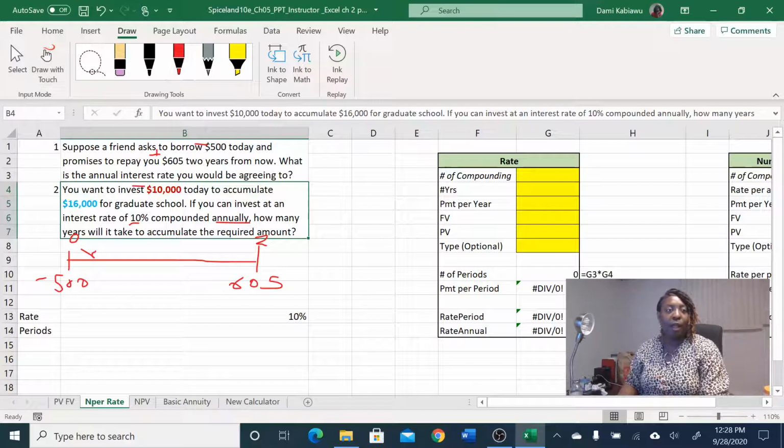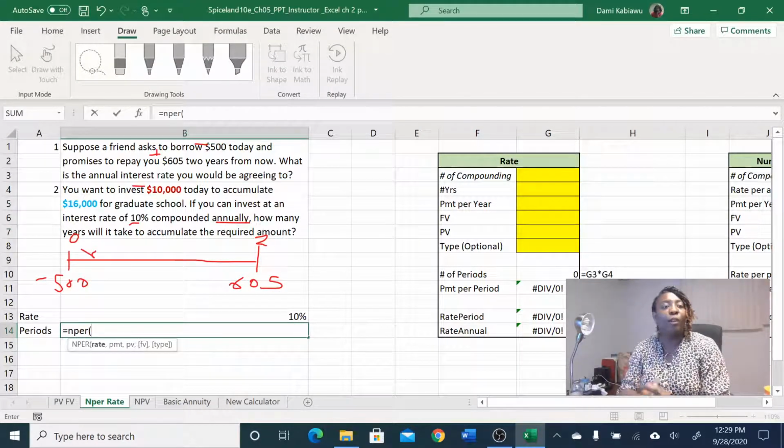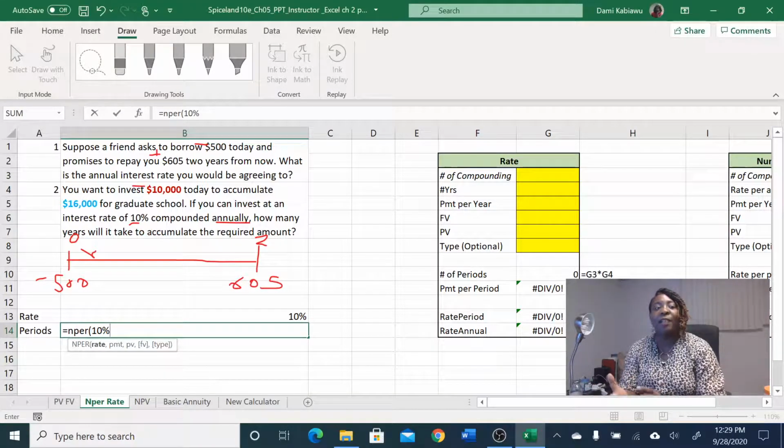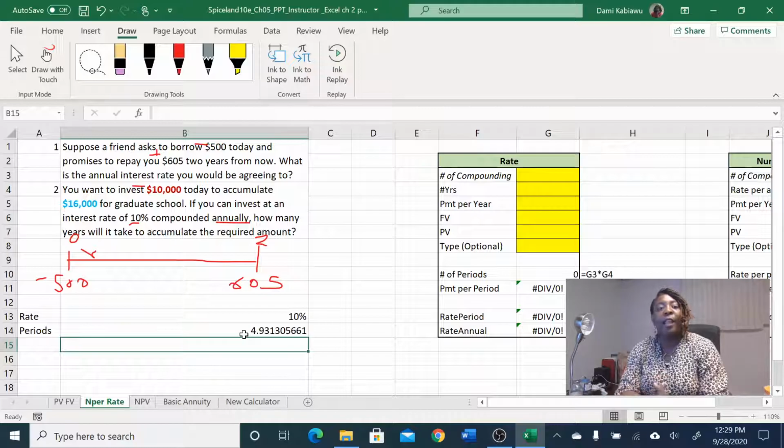So I am going to do equals NPER and give all the information I have. The rate is 10%. It's compounded annually, so I don't have to adjust the rates for any period. 10% divided by 1 gives me 10%. The payment is 0. The present value is minus 10,000. And the future value is 16,000. Everything else is optional, so I'm going to ignore it and press enter. It will take me 4.93 periods.